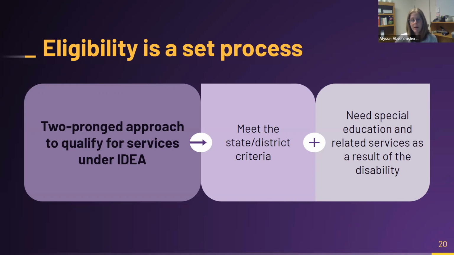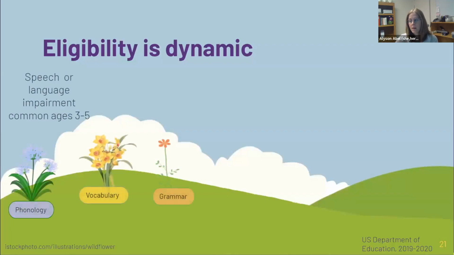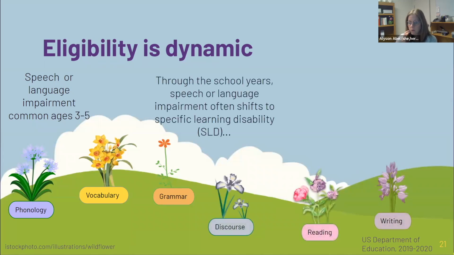But, as we all know, eligibility is also dynamic. Early on, speech or language impairment is a common eligibility criterion. In fact, recent data for children ages 3 to 5 years old show that 38% of children receiving services through IDEA were eligible under speech or language impairment. As children get older and the nature of their disability, as well as the demands of schools change, we see a shift where eligibility may fall under specific learning disability, or SLD, more than speech or language impairment. The percentage of children qualifying for services under speech or language impairment drops to 16%, and SLD constitutes 36%.